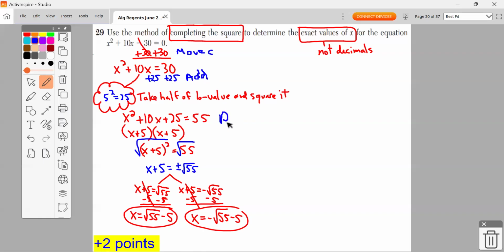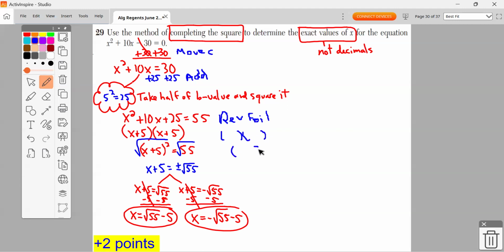Now, in this step, we want to do reverse FOIL. What times what is 25 that adds up to 10? Well, 5 times 5 is 25, and 5 plus 5 is 10. So x plus 5 times x plus 5. Remember, these two are always going to be the same. Then we want to simplify it. So we did reverse FOIL, and then we want to simplify it.